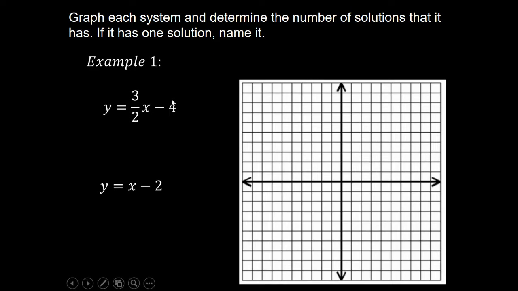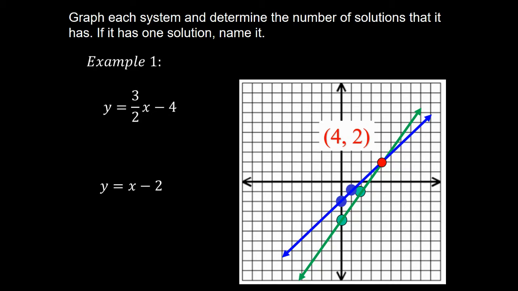Remember, to graph an equation, we start with the y-intercept. I'm going to start at -4, and then I'm going to use my rise over run, 3 over 2. I'm going to go up 3, to the right 2, and graph my line. For the second equation, I'm going to plot the y-intercept at -2, and then use my slope, which is 1, so it'd be 1 over 1. I'm going to go up 1, to the right 1, and keep going up 1, to the right 1 until they cross. You would notice that they cross right here at the point 4, 2. So the solution to this system of equations is 4, 2. I have one solution at this point, 4, 2.